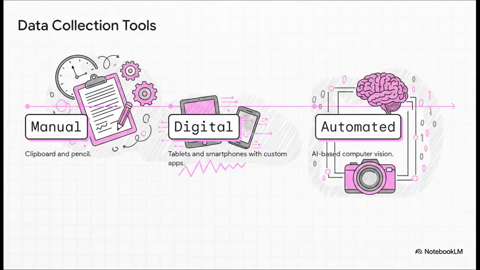The tools we use for this have also come a long, long way. We've gone from the old-school clipboard and pencil to powerful apps on tablets and smartphones. These tools don't just speed things up, they can automate stuff like timestamping and randomization. And looking forward, things are moving toward automated systems with AI and computer vision, which could reduce human bias even more.